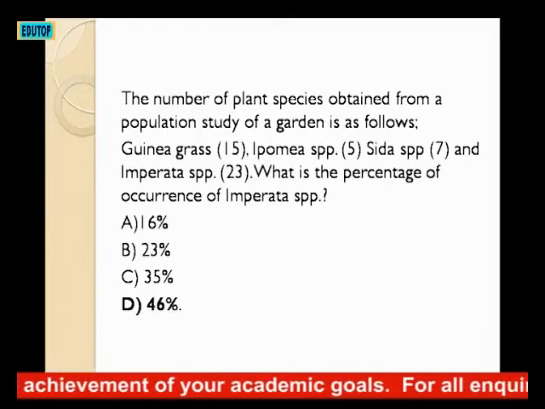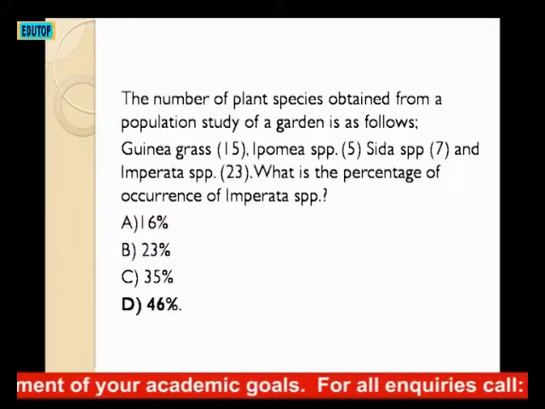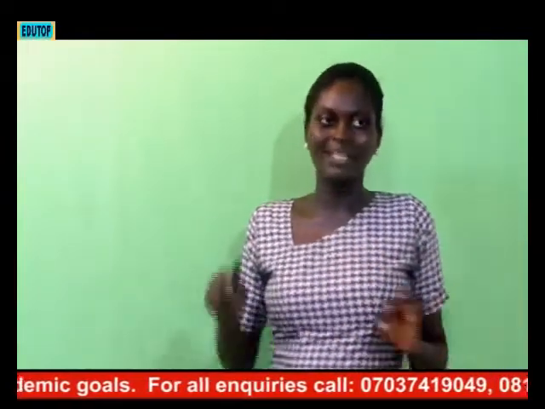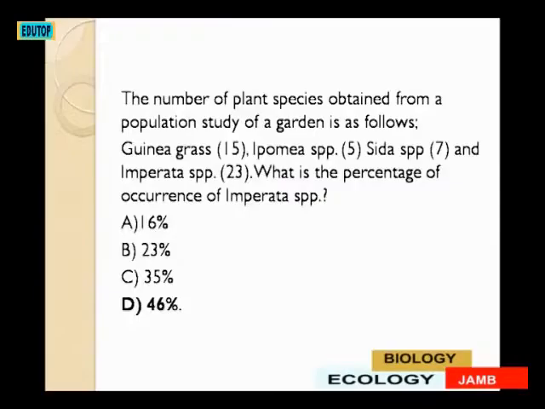So you just do your simple percentage. Imperator species has 23. So 23 over the total number, which is 50, times 100. 23 over 50 times 100 will give you 46%. That is option D, 46%.